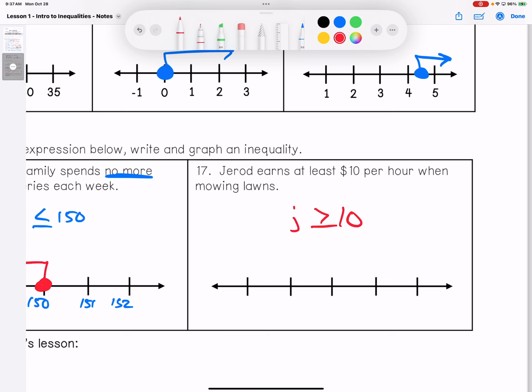So again, let's graph it. 10. You can count by fives, it really doesn't matter. Let's put our 10 offset. So let's go 10, 15, 20, 25. He wants to earn at least 10, so he wants to earn 10 or more. And it would look like that.